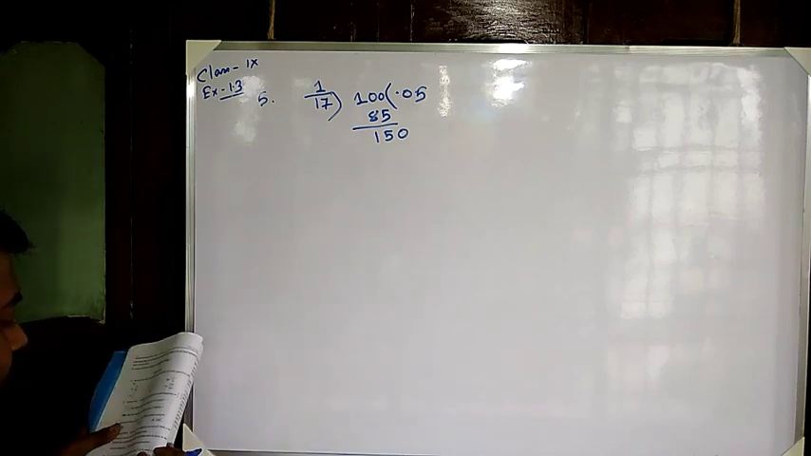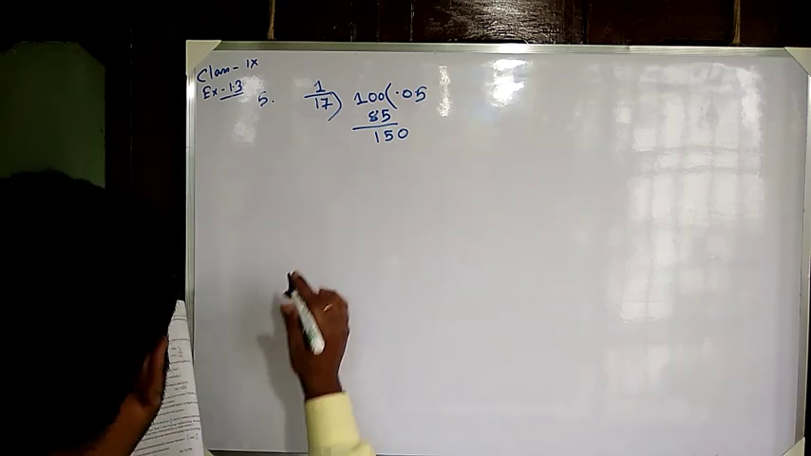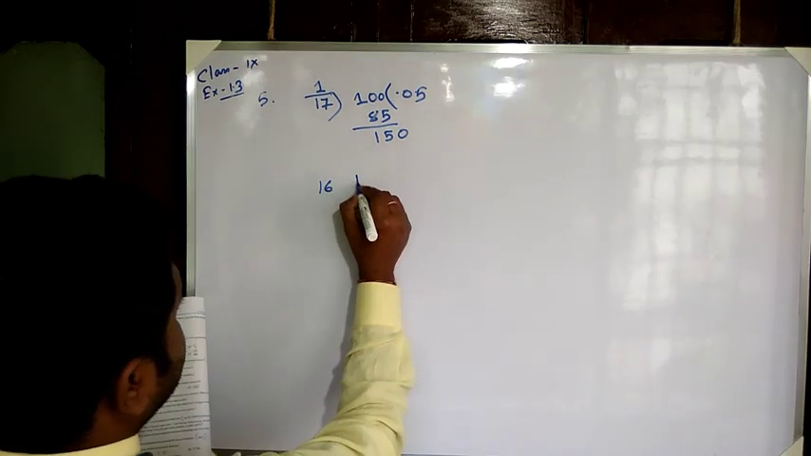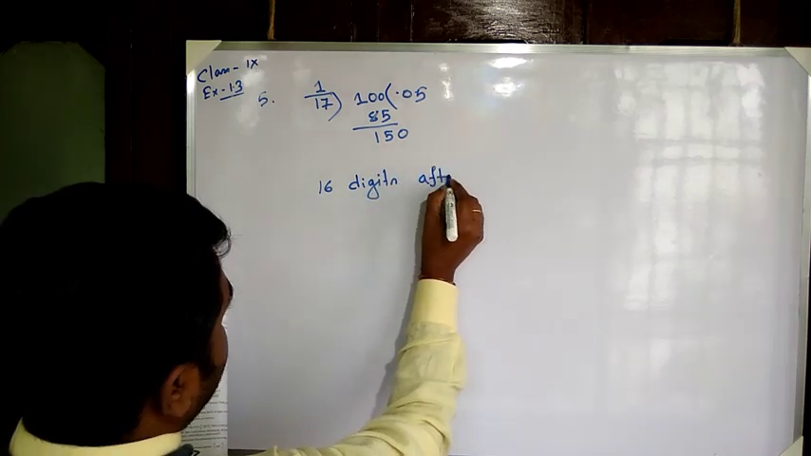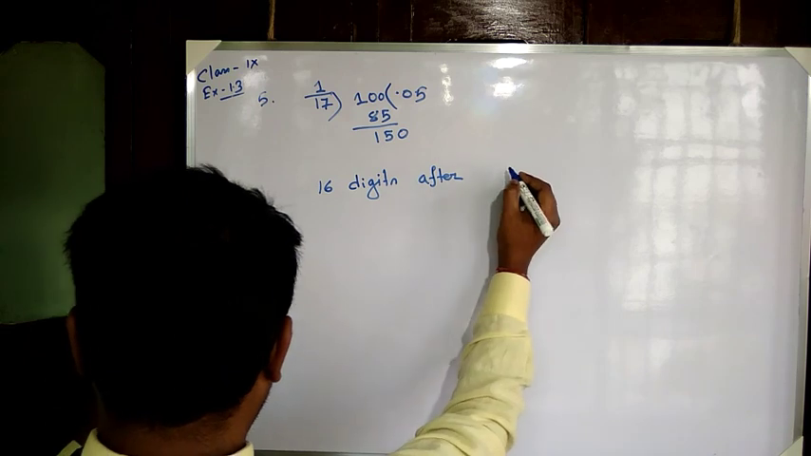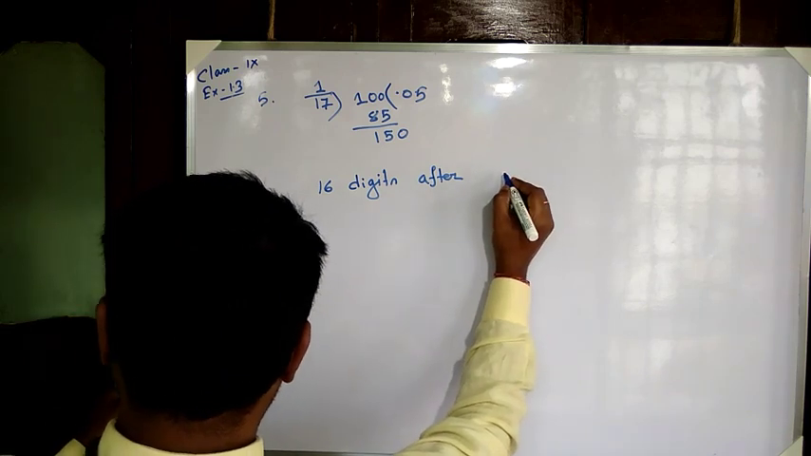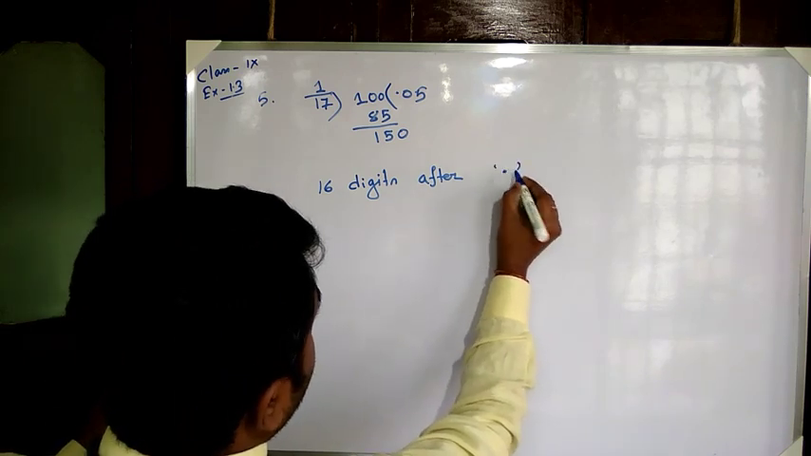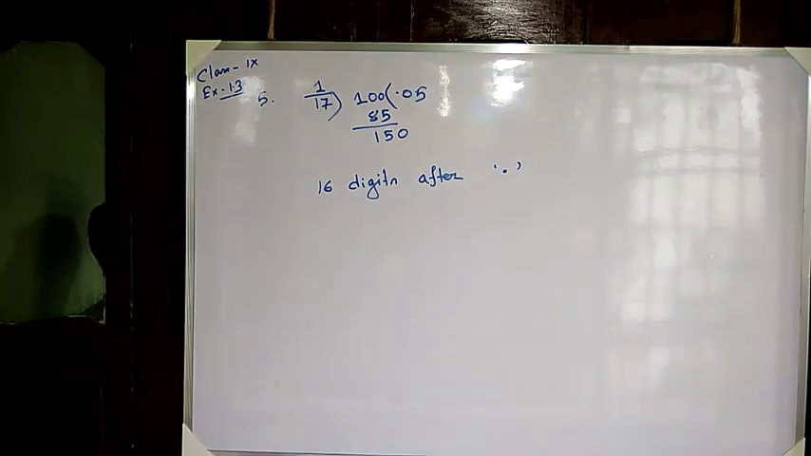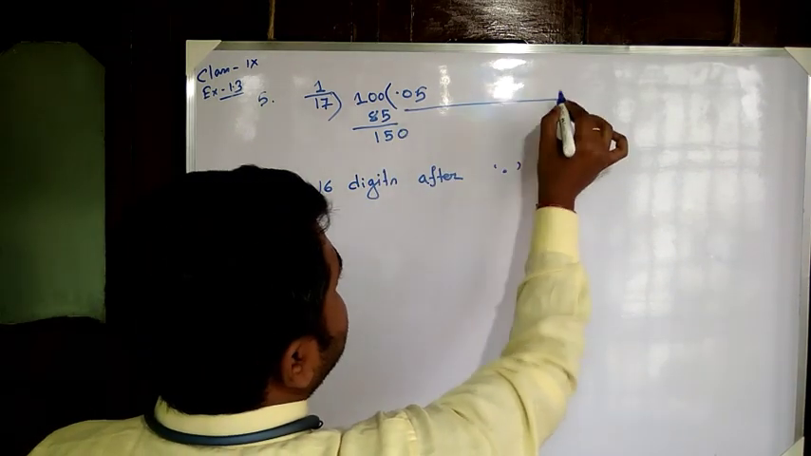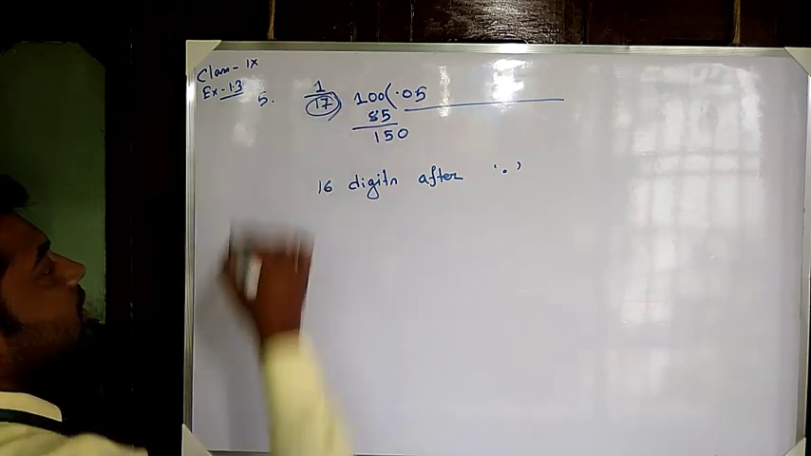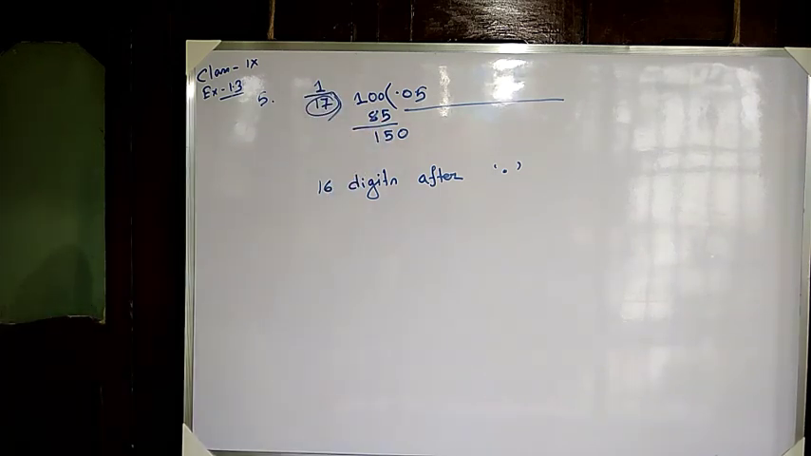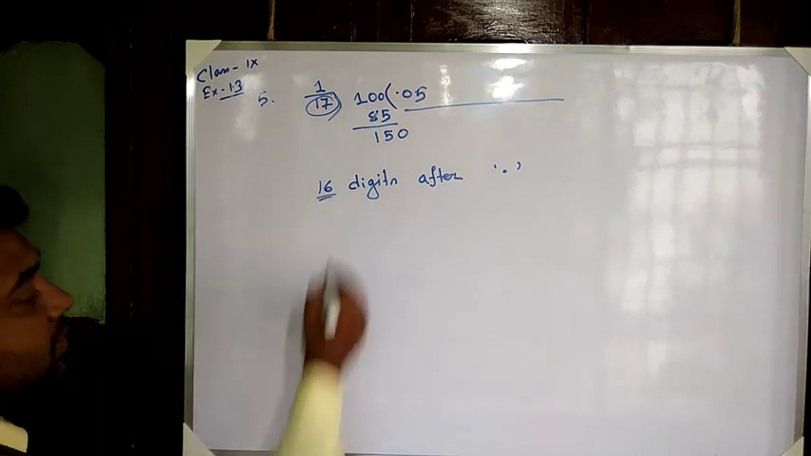There will be 16 digits after the point. Here there will be 16 digits. How can I say? Because 17 is here. So if you subtract 17 minus 1, you will get 16 digits.